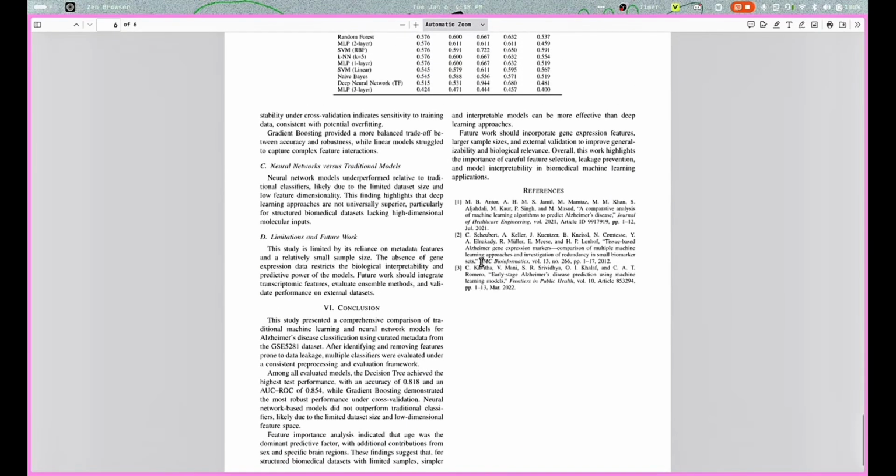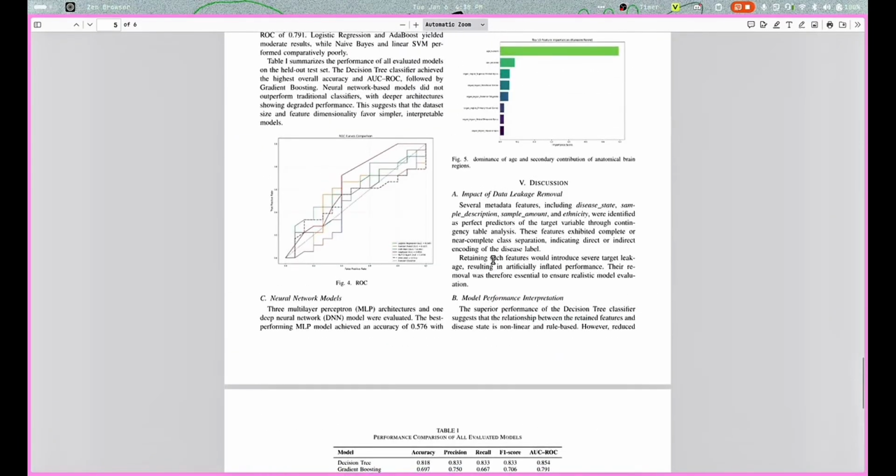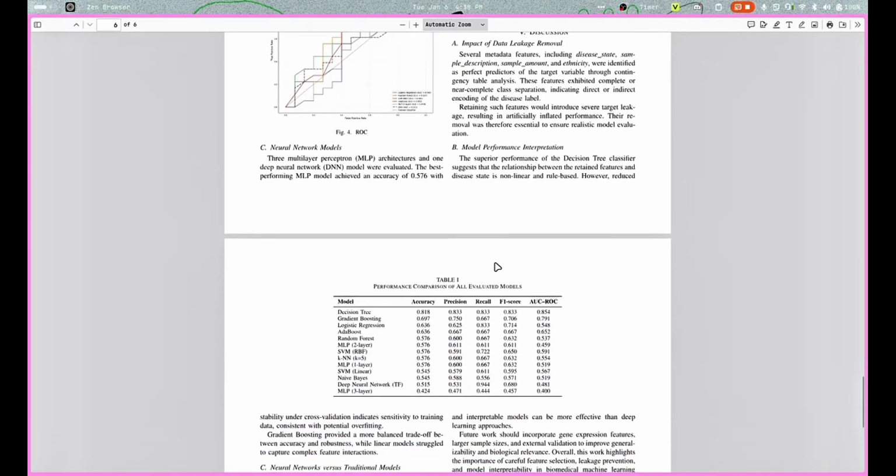Overall, these findings show that simple machine learning models can outperform more complex architectures when data is limited, provided that the preprocessing is done carefully. Most importantly, our work emphasized the critical role of data leakage removal, robust evaluation using ROC, AUC, and confusion matrices, and model interpretability to ensure reliable and meaningful biomedical learning outcomes. However, this study is limited by its reliance on metadata only.